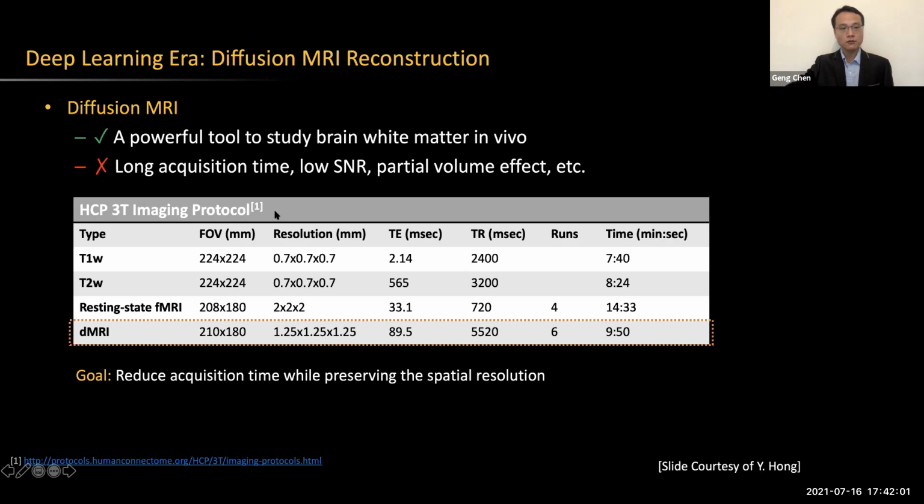So this is a table from the HCP 3T imaging protocol. We compared with the commonly used T1 and T2 weighted MR images. First, the resolution of the dMRI is low, and also the acquisition time is much longer than that of T1 and T2. So in this project, we aim to reduce the acquisition time while preserving the spatial resolution.